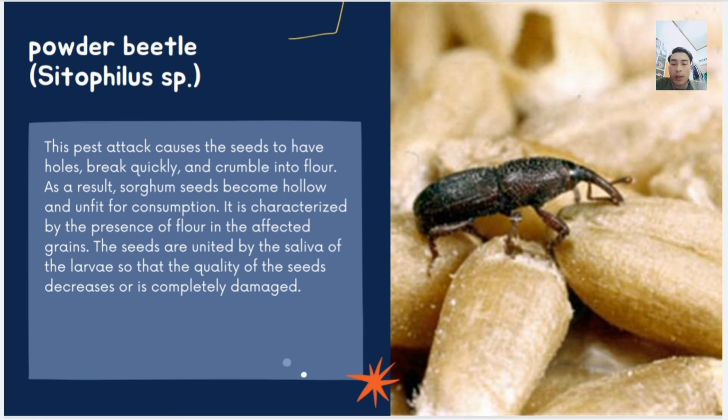Okay, next slide. Powder beetle, Cytopirus sp. This pest attack causes the seeds to have holes, break quickly, and crumble into flour. As a result, sorghum seeds become yellow and unfit for consumption. It is characterized by the presence of flour in the affected grains. The cells are eaten by the saliva of the larva, so that the quality of the seeds decreases or is completely damaged. Okay, next slide.